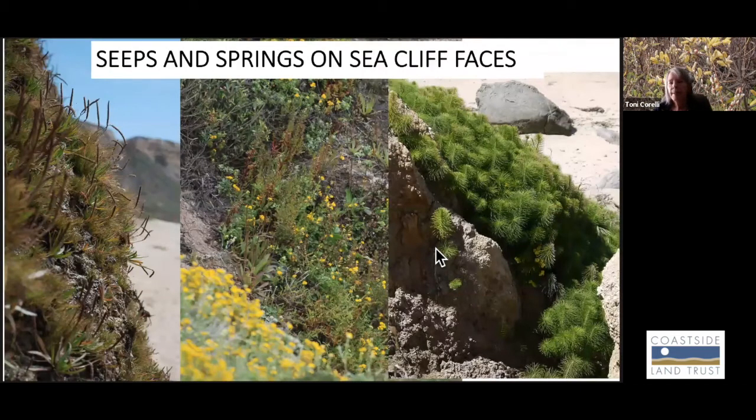The final wetland habitat are the seeps and springs that occur in our sea cliff faces. Cliff face habitat is common along the San Mateo Coast, and cliff faces have a distinct habitat. Many cliff faces have freshwater seeps or water that runs off from the upper coastal bluffs.